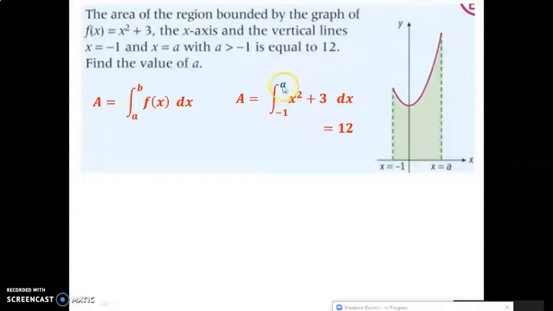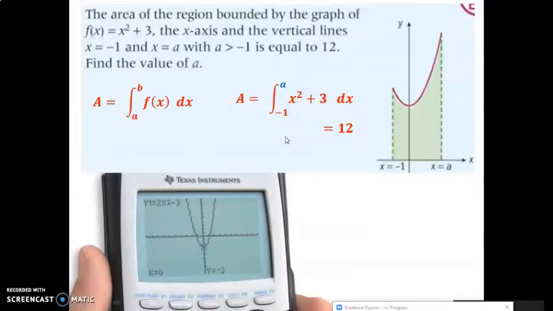Of course, we can guess and check numbers. We can put different numbers in there, run the integral and see if we get 12. But there's another way to approach this on the calculator. So let's try it now.